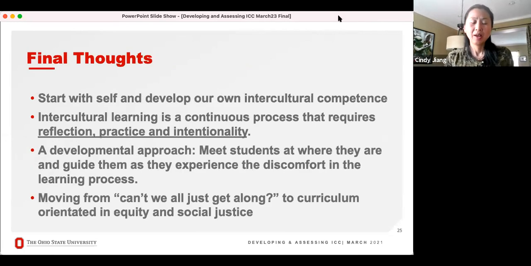Thank you. And finally, just a few final thoughts that I want to leave you with before we move into the questions: we need to start with ourselves as educators, developing our own intercultural competence. Our research team, when Janice and I started contemplating the research project, we really started by engaging in intercultural development on our own.